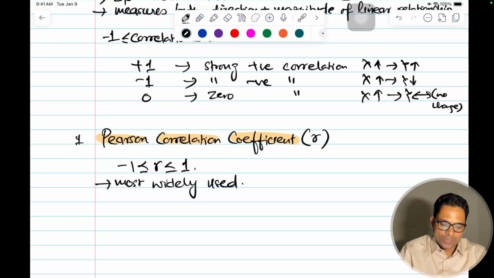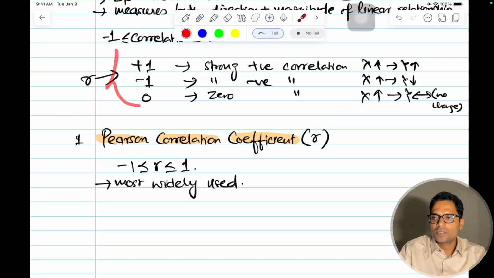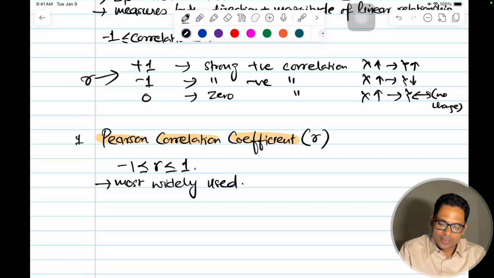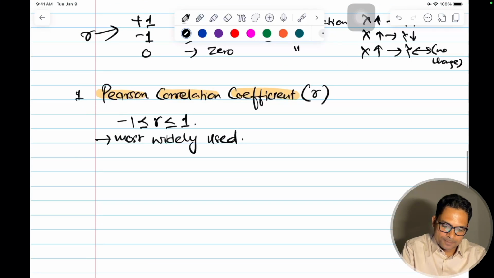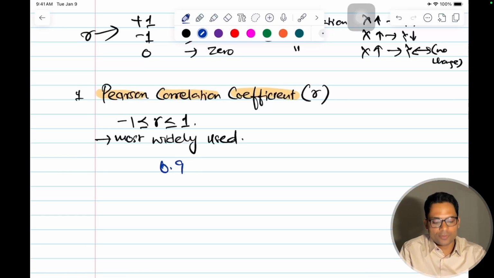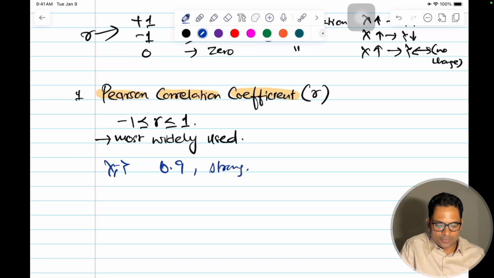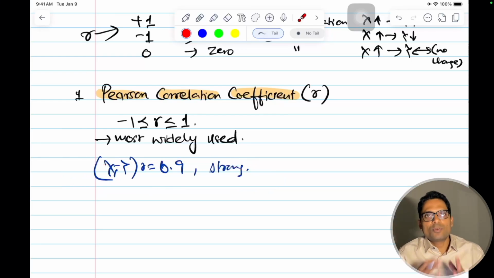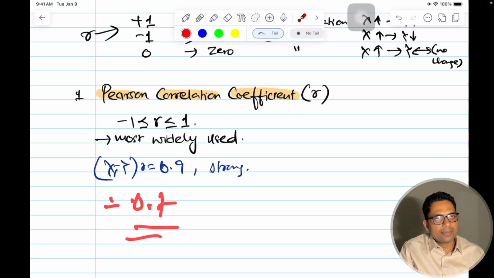Whatever I said about +1 is valid for r also, and we can get anything between -1 and 1. Say, for example, a correlation value of 0.9. It is not perfect, but it shows that there is a strong correlation between x and y, in the positive direction. They are not exactly perfect, but very close to that. Similarly, if it is -0.7, it means negative correlation.